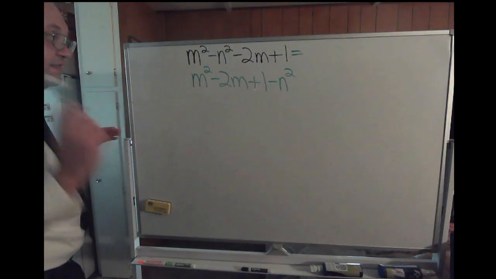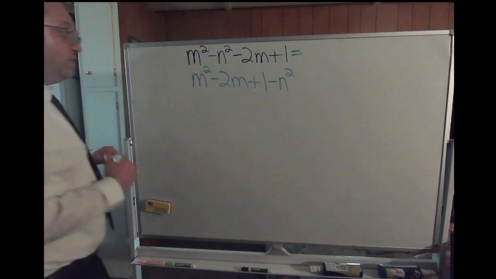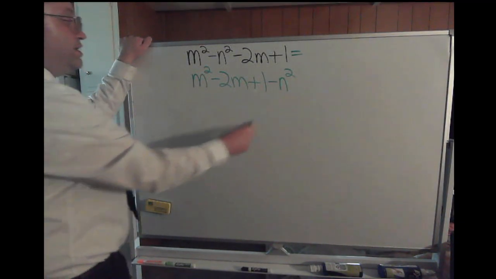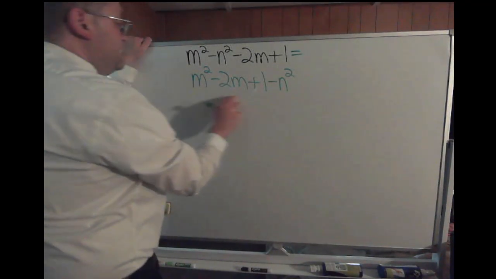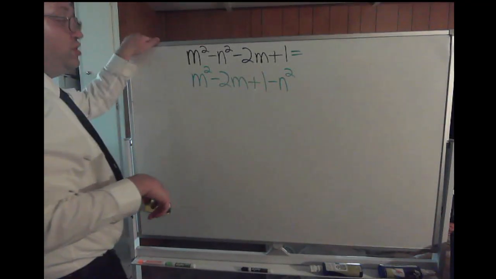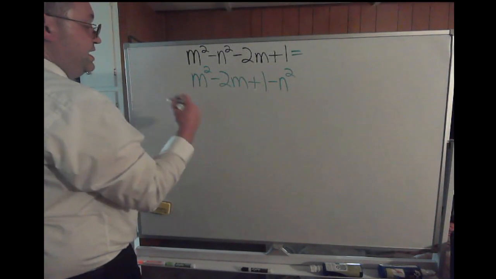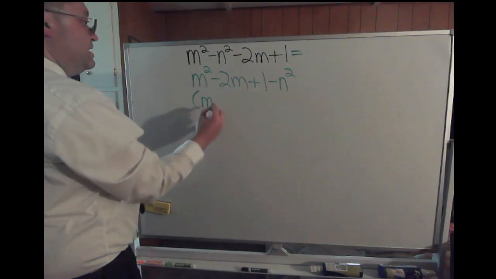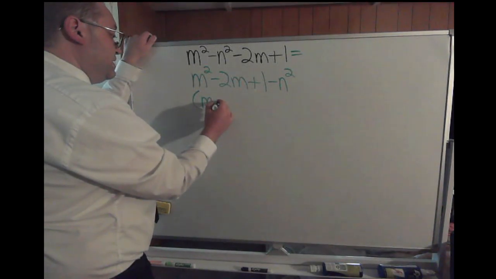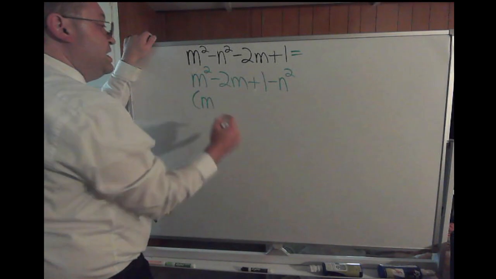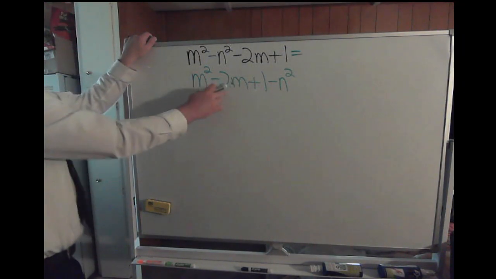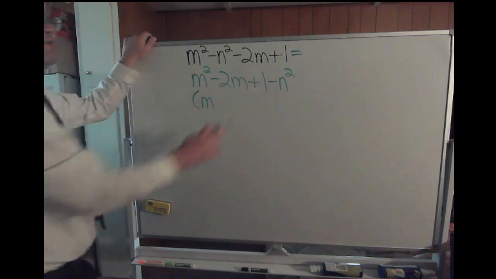Now, having done that, it looks like we've got something we can work with. We have m squared minus 2m plus 1 minus n squared. Focus on the first three terms only. M squared minus 2m plus 1, it looks like another binomial squared, because the square root of m squared is just m. The square root of positive 1 can also be negative 1. How you know if you want to prefer negative over positive is if your middle term is negative. If your middle term is negative, you're going to need to take a negative root of your third term, okay?